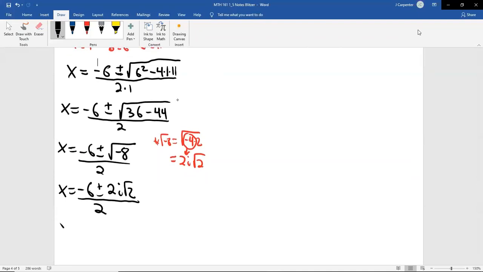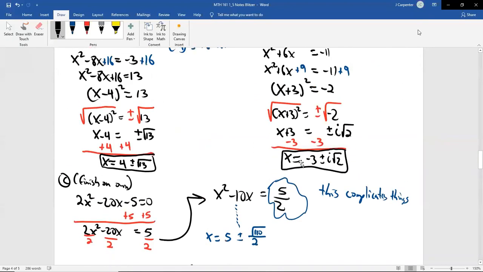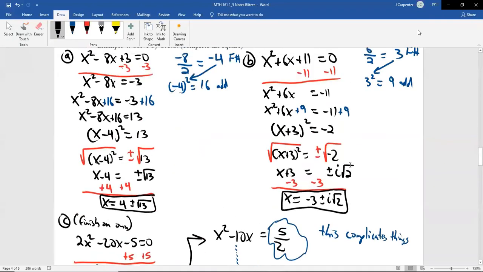I find that a lot of students much prefer writing it this way, negative 6 plus or minus 2i square root of 2 over 2. They just do the divisions individually. So 2 goes into 6 3 times, 2 goes into 2 once, and into 2 once. We don't need to write those ones, though, in a denominator or in front. So that gives us our solution is negative 3 plus or minus i square root of 2. Now let's see if that's the same answer we got before. Negative 3 plus or minus i square root of 2.